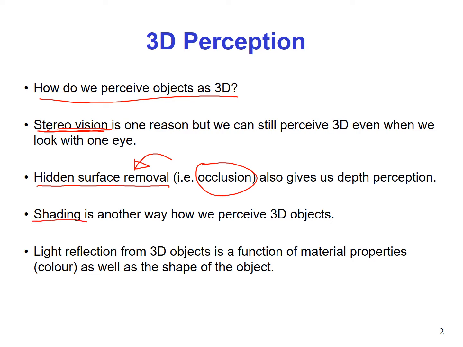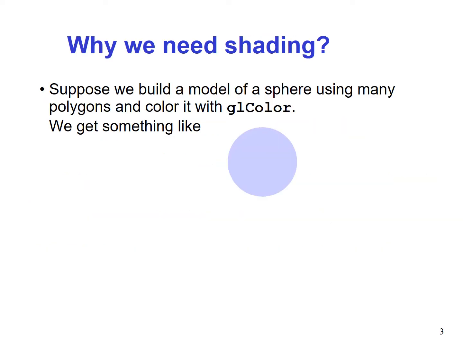Another way is shading, which gives us the perception of 3D objects. In fact, shading is what creates more realistic and good looking 3D computer graphics. Light reflection from 3D objects is a function of material properties, which is the color of the object, but it is also a function of the shape of the objects, which gives the object a particular shading to give a perception of 3D effect. So why do we need shading in computer graphics?